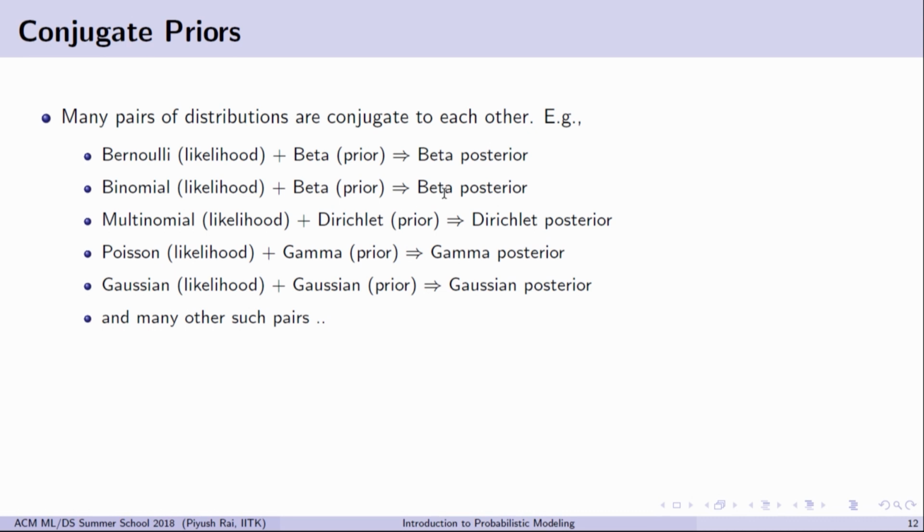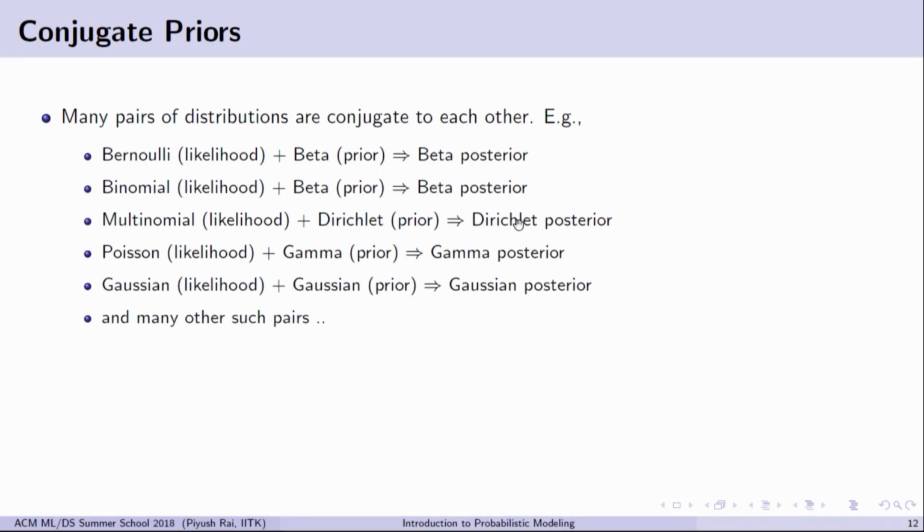If you do this algebra of taking the prior, multiplying with the likelihood, and computing the posterior, you will just get the same distribution as the prior distribution. Again, multinomial is conjugate with Dirichlet, and you again get a Dirichlet posterior. Gaussian, as I mentioned, is conjugate to itself, in which case you get a Gaussian posterior.